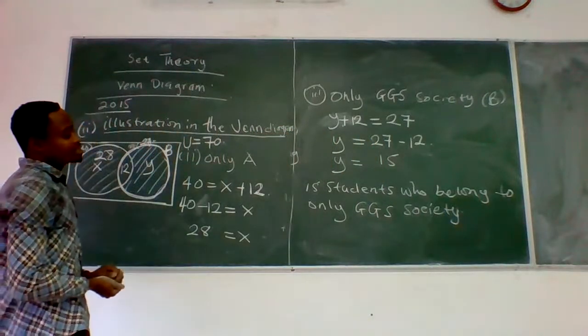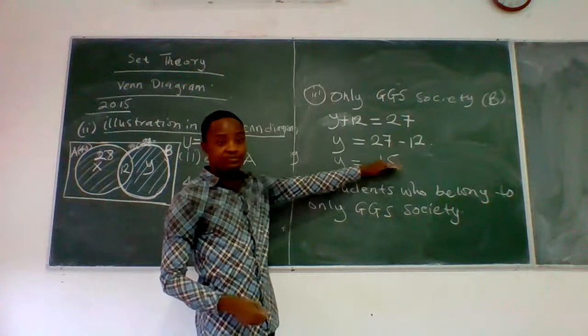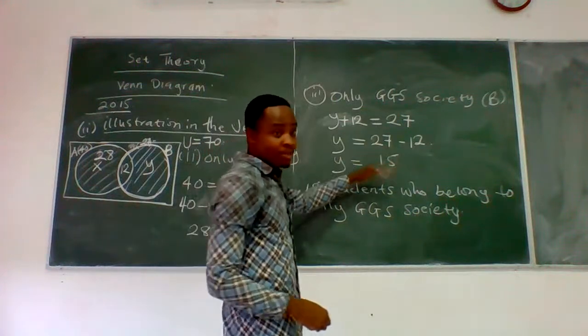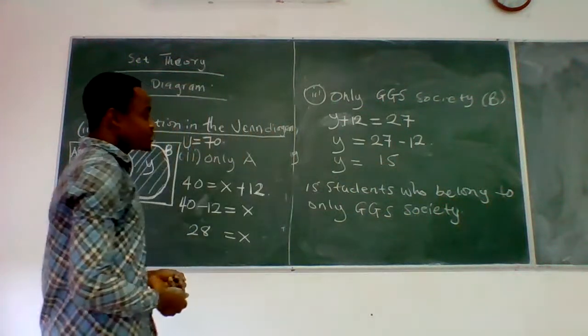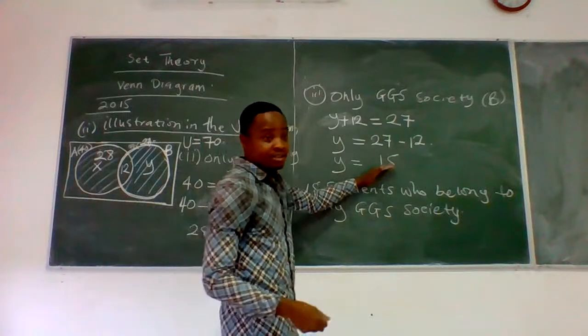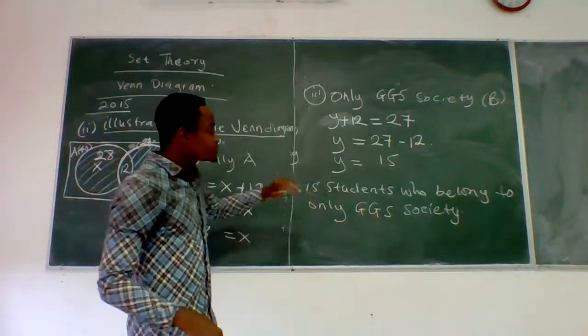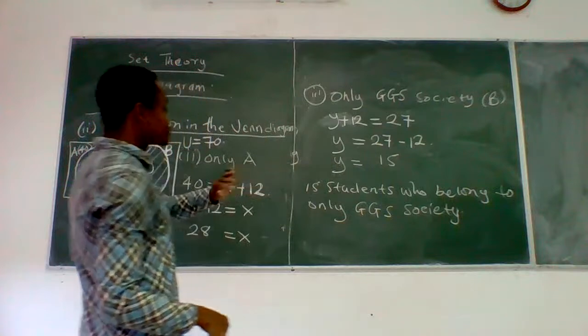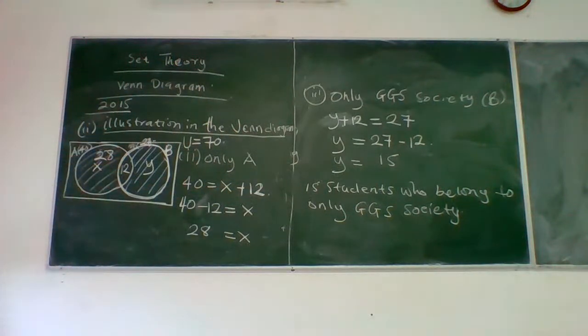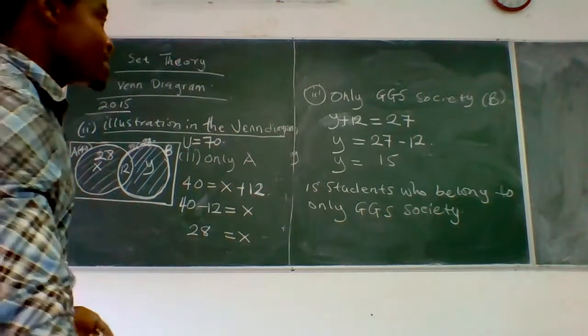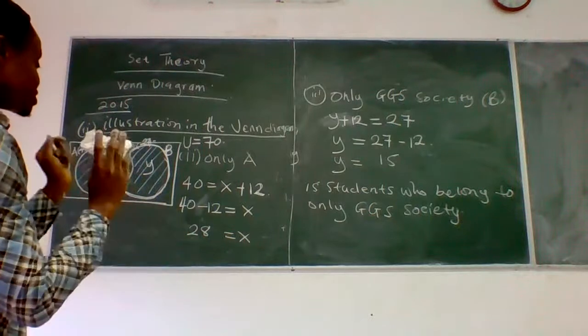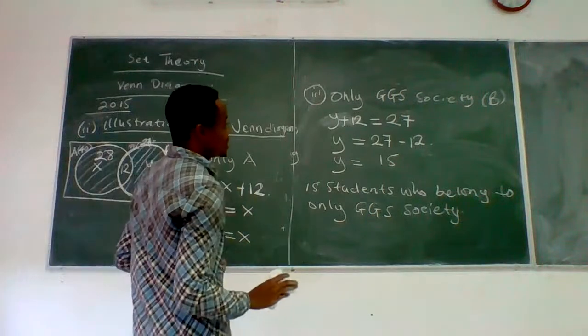So this is how you should do it. After getting your 15, don't stop there. You have to interpret your results. So what's the meaning of that 15? That 15 is the students who belong to only the GGS society. They don't belong to any of the other society. What they belong to is only GGS.